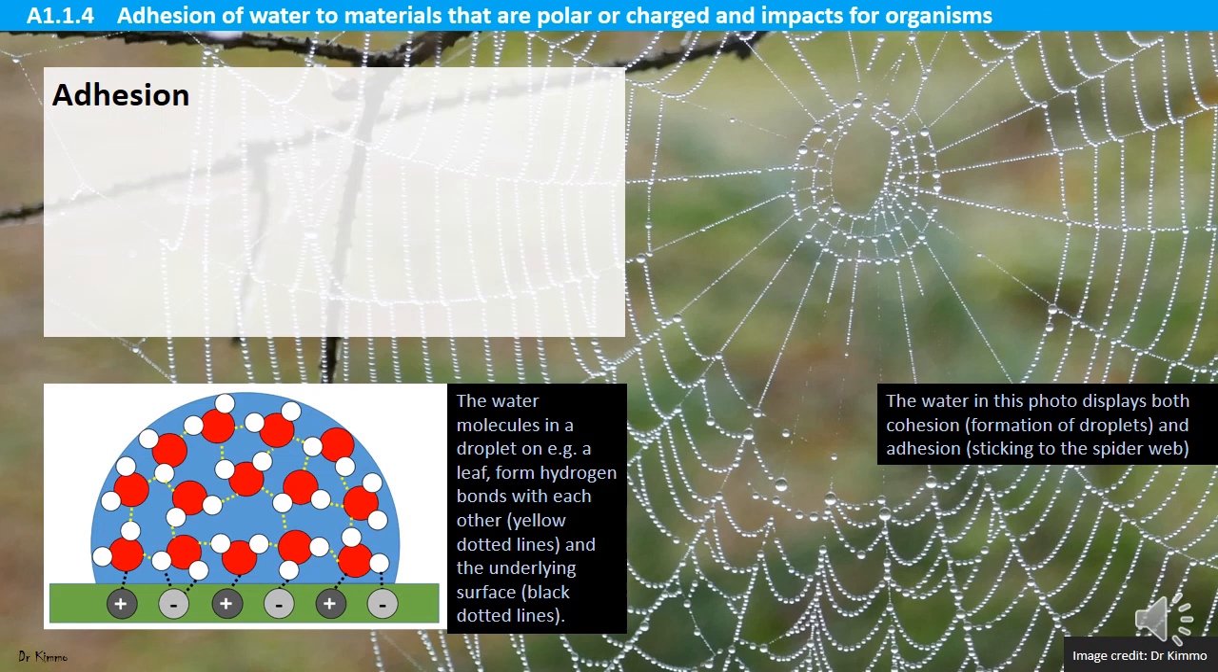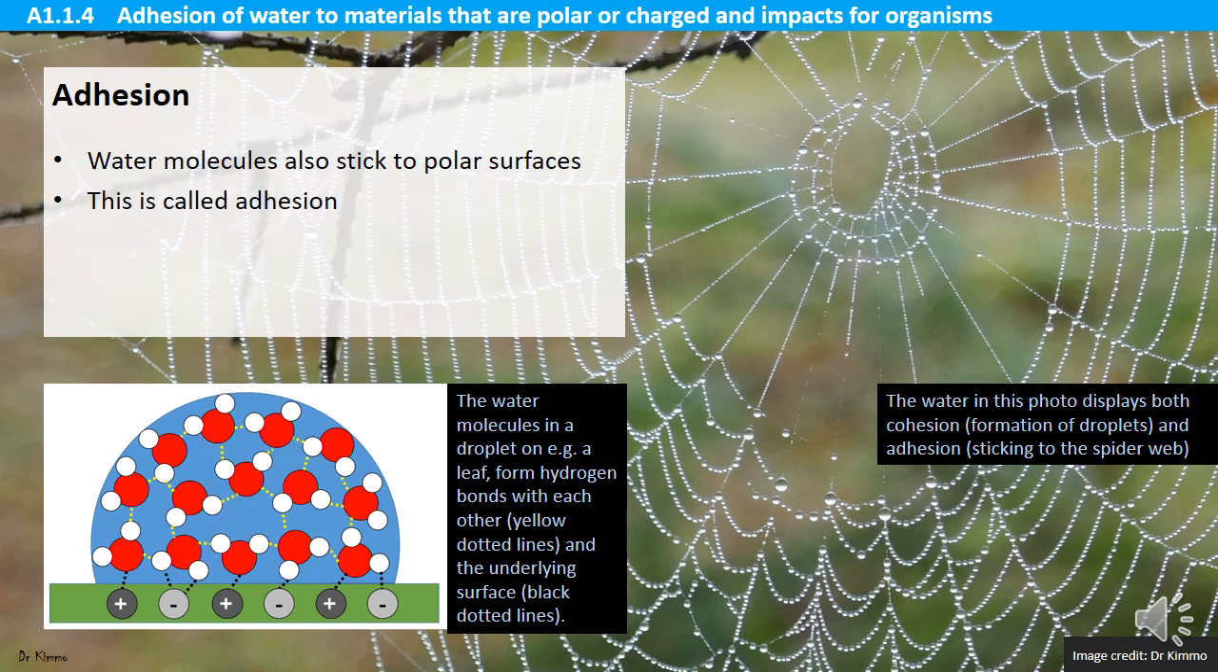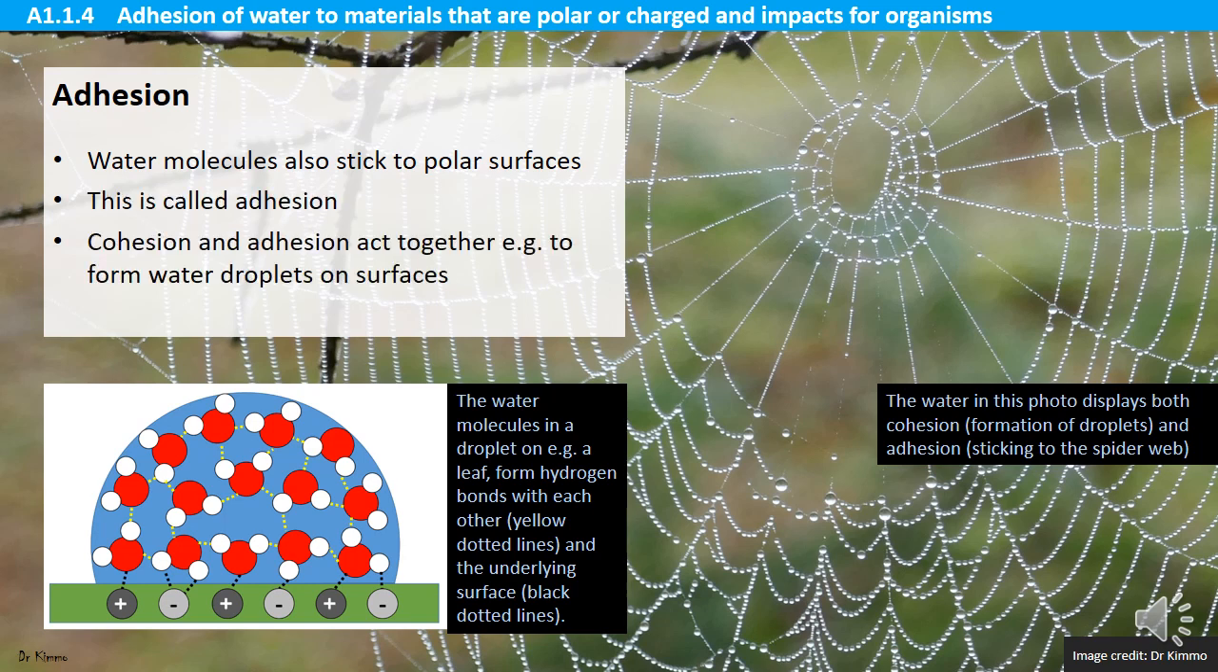Adhesion. Water molecules also stick to polar surfaces. This is called adhesion. Cohesion and adhesion act together, for example, to form water droplets on surfaces. On the image below, you can see how water molecules form hydrogen bonds with each other. That's the yellow dotted lines. That is cohesion. And with the underlying surface, that's the black dotted lines. That is adhesion.